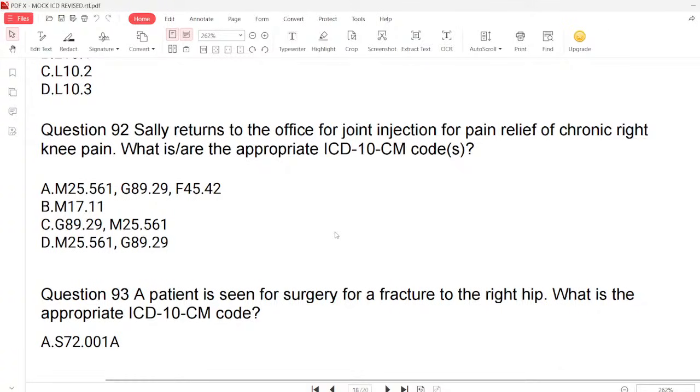Actually, pain relief of chronic right knee pain is mentioned, so G89.29 and M25.561 is the correct answer. Yes, that's the correct answer. Yes, Redipa, correct answer.